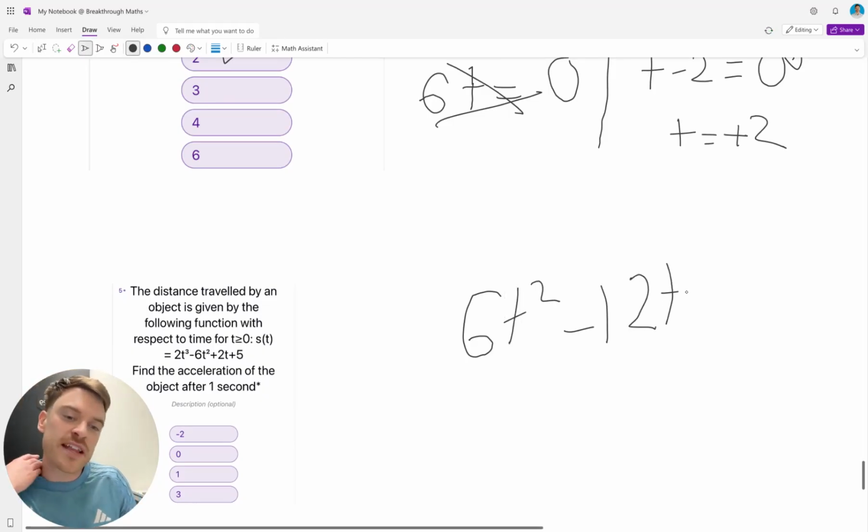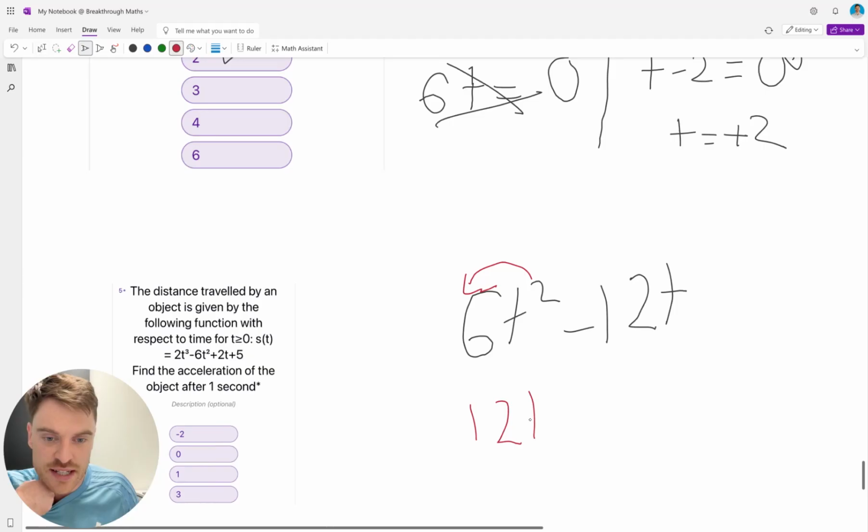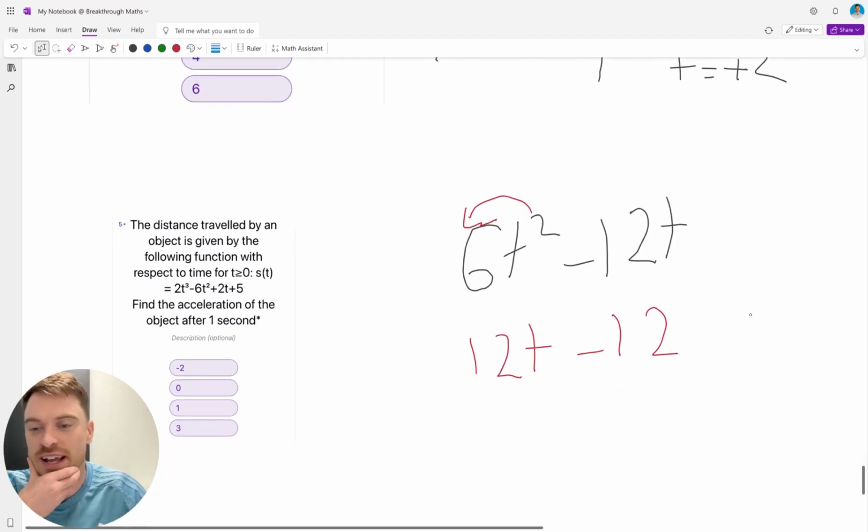If you double differentiate this, what are you going to get? You bring the 2 in front, so this becomes 12t minus 12. Find the acceleration of the object after 1 second. You sub in 1 for t, so t is equal to 1. You actually get the answer to be 0, because 12 take away 12 is 0.